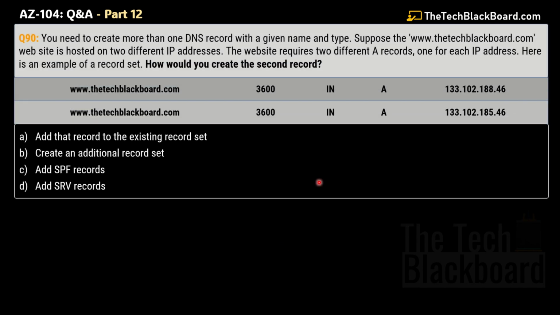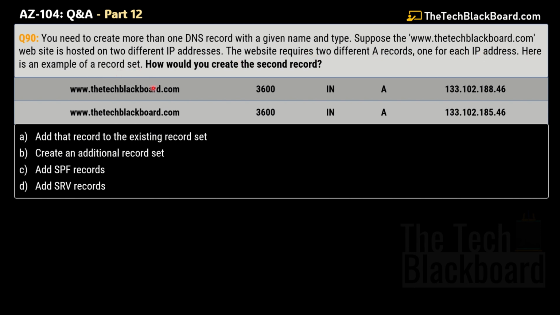So here it comes, question number 90. Really interesting question. Let's read it out. So the question says that you need to create more than one DNS record with a given name and type. Now suppose the www.thetechblackboard.com, of course in the real exam that will be contoso.com, but then sometimes you have to do your own publicity. So it doesn't matter whether it's www.thetechblackboard.com or contoso.com. And of course that's a reminder that you should visit thetechblackboard.com more often and read our blog and enhance your knowledge. So the question was saying that suppose the techblackboard.com website is hosted on 2 different IP addresses. Now the website requires 2 different A records, one for each IP address.